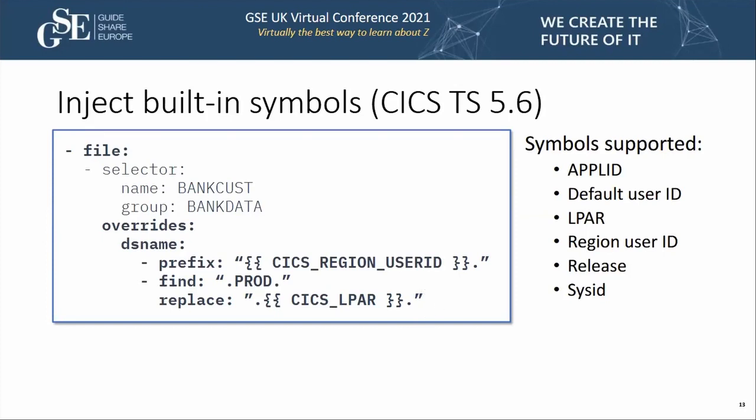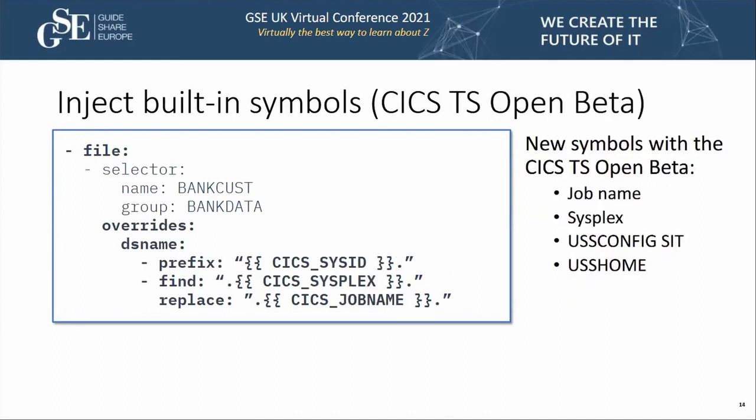Okay, now that's 5.6. Now in the open beta, we've introduced a few new symbols as well, based on, I think, the RFEs that came in and just general use. So we've added a few extra override symbols. We have a prefix of the CICS SysID. We have the job name symbol. We have a sysplex symbol. We have a USS config and USS home symbols, which return the corresponding values that were taken out of the set parameters. So you can inject those symbols into your resources as well.